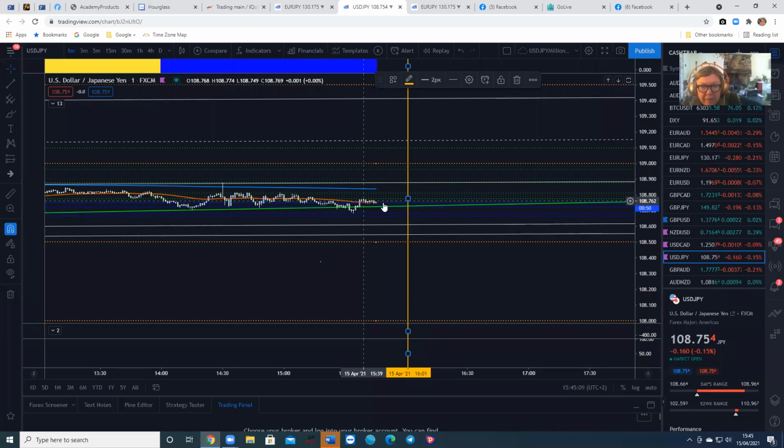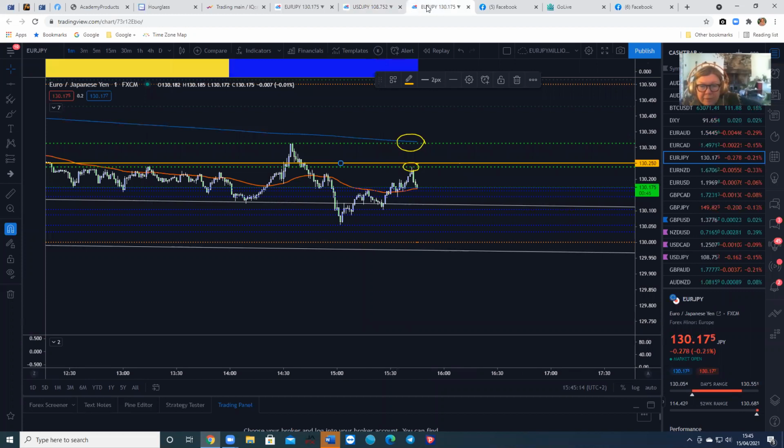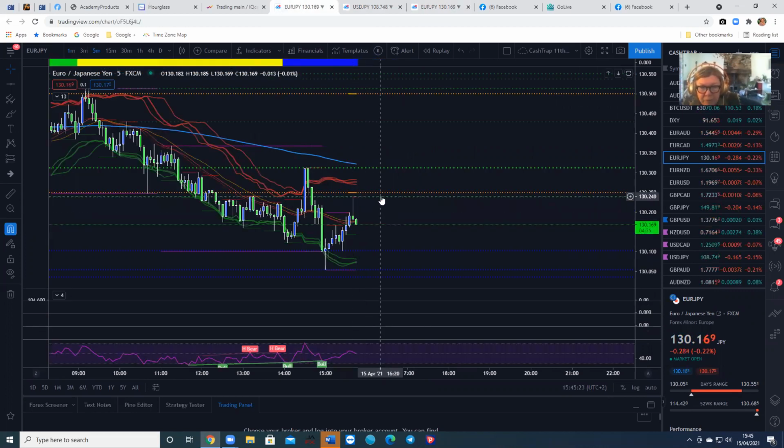There's that line on the USDJPY. So that's made quite a nice move down on EuroJPY. So it wicked off that 240, 237, 240 area. It did use that line, didn't come up to this line up here. So that moved on the 40, this is the 45.